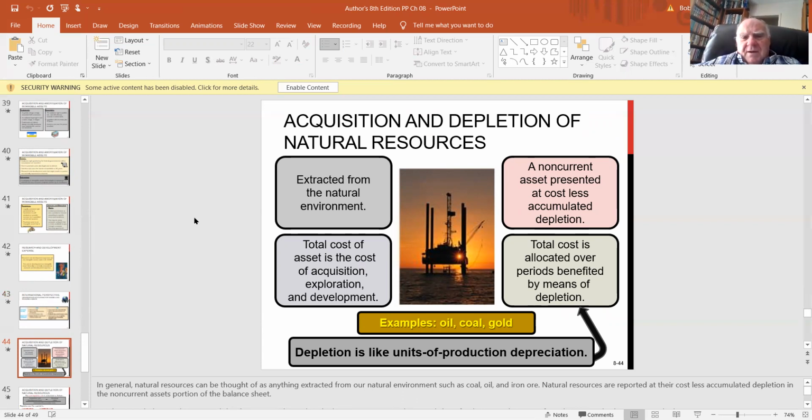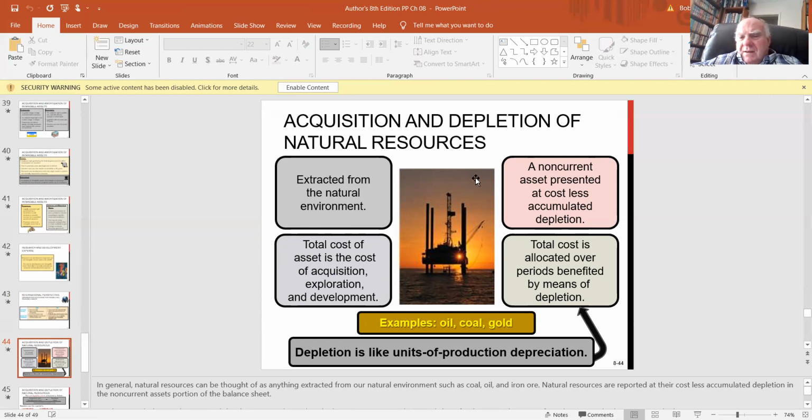And then finally, we get to natural resources. Remember this from grammar school and high school. Now, what are natural resources? The land, water, timber, a gold mine, precious metals. These natural resources are extracted from the natural environment. And the total cost of the asset is how much it costs to dig it out of the earth. The cost of acquisition, exploration, and development.